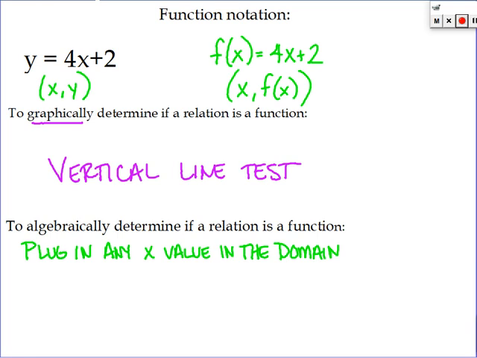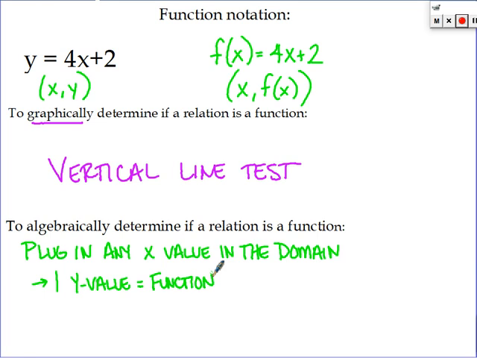Now, when you plug in that x value, one of 2 things is going to happen. If you get one answer, one y value, that means you have a function. It doesn't matter what that y value is. So if I plug in 6 and my answer is 4, it's a function. If I plug in 10 and my answer is 1 million, it's a function. As long as you're plugging in one number and you're getting one number back, that is a function.